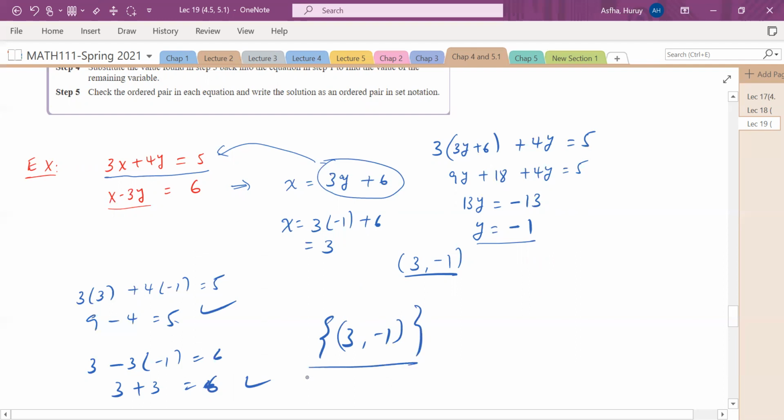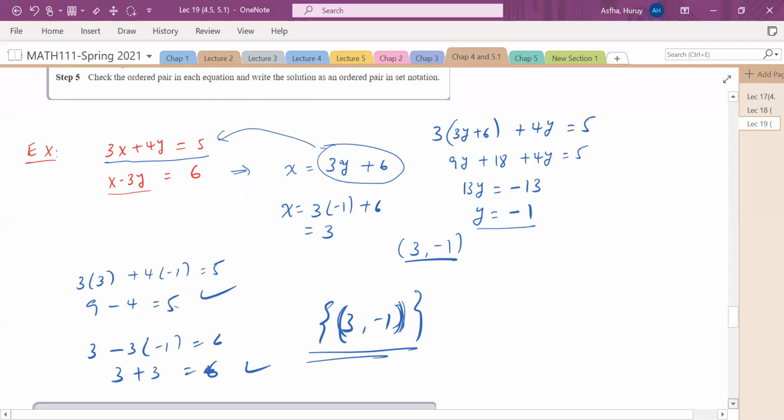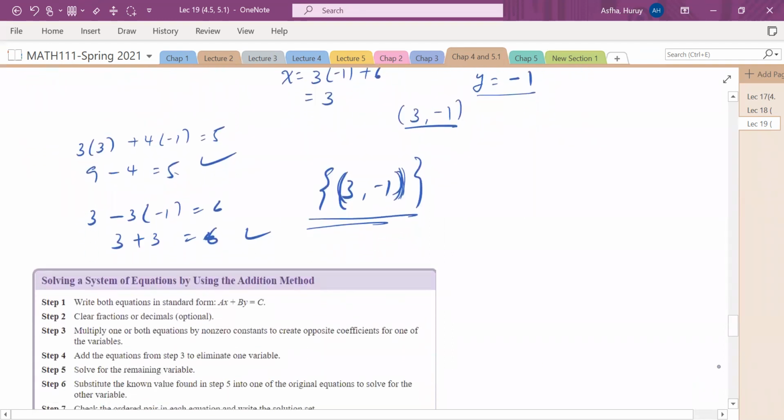Okay? So remember, the solution for a system of linear equations is a paired numbers. It's not a single number. Therefore, you shouldn't forget the parentheses, because for the solution, we cannot say 3 and negative 1. It has to be (3, -1). That's considered to be just one solution, not two solutions.